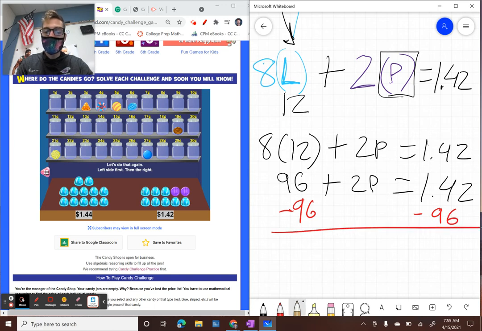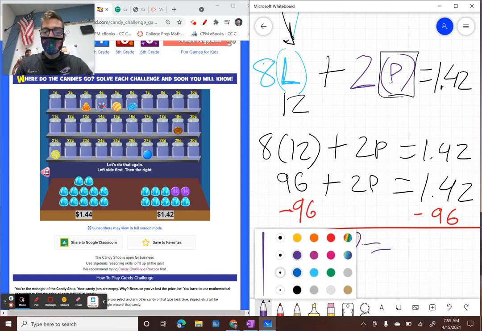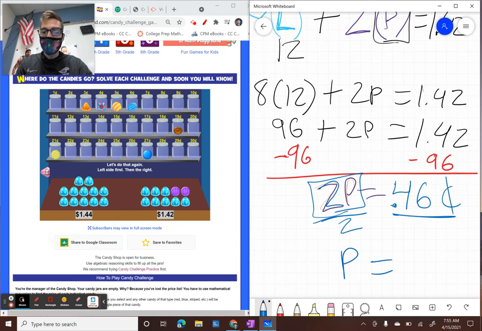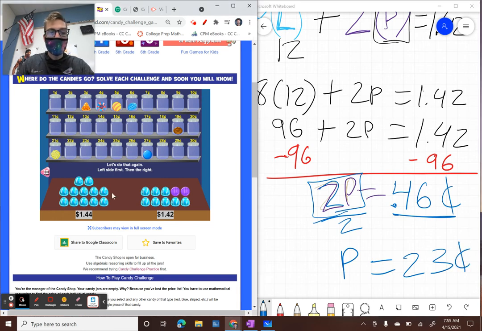And so now we have 2P, or 2 times the cost of each purple candy, equals, let's see, 142 minus 96, that's going to be 46 cents. So 2P, how do I get P alone if I have 2 times P? Well, I could divide by 2 here and do the same thing to the other side. So I have P equals 23 cents. All right, let's go ahead and try it out. This is 12, we said, and then the purple is 23.